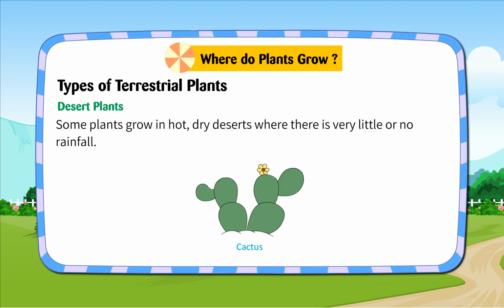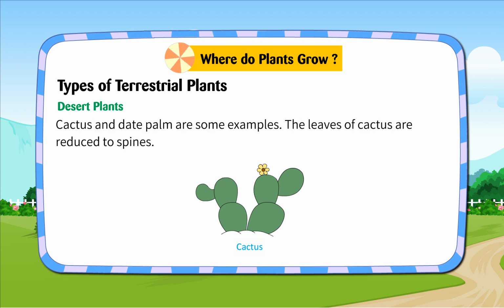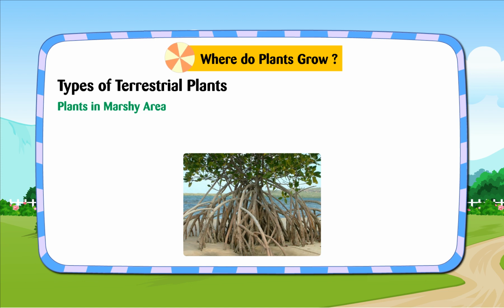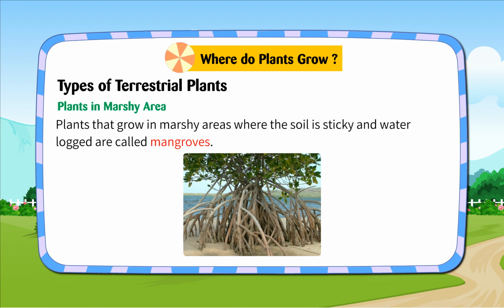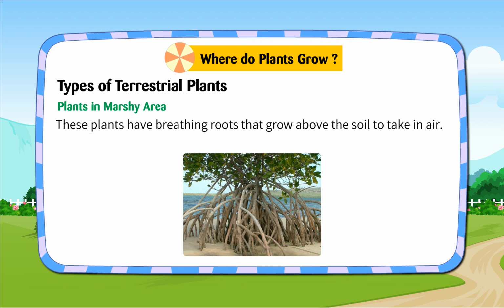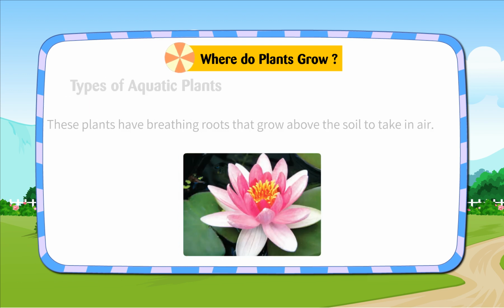Desert plants. Some plants grow in hot, dry deserts where there is very little or no rainfall. Cactus and date palm are some examples. The leaves of cactus are reduced to spines. Plants in marshy area. Plants that grow in marshy areas where the soil is sticky and waterlogged are called mangroves. These plants have breathing roots that grow above the soil to take in air.